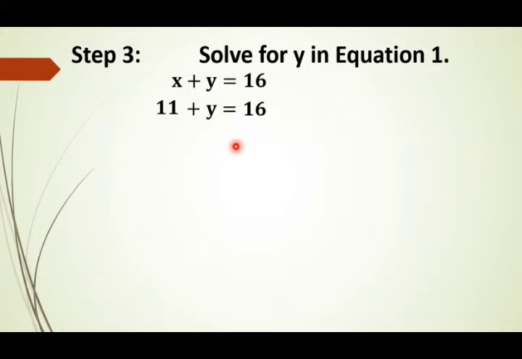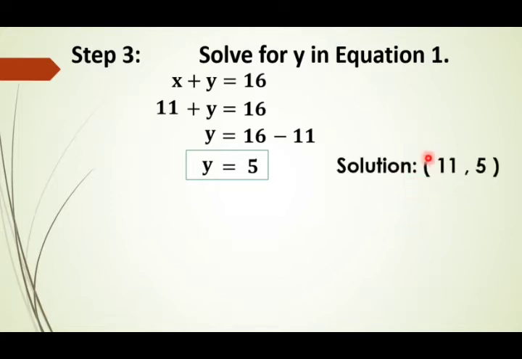Transpose 11 to the right side. We will have y or positive y equals 16 minus 11. Simplify. y is equal to 5. Therefore, ang value ng y ay 5. Thus, our solution is ordered pair 11, 5. Pagsasamahin lang natin yung x and y. Step number 4. Let's check if ordered pair 11, 5 is really the solution of the system. Equation 1.